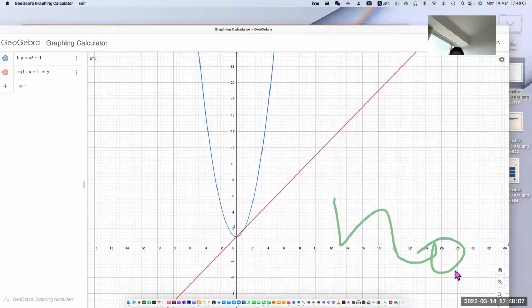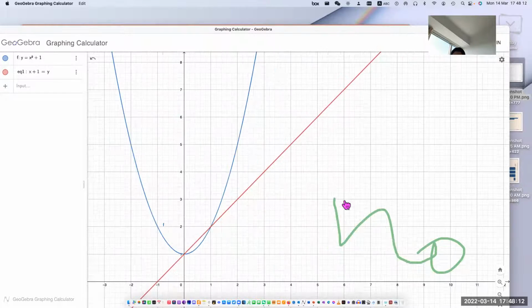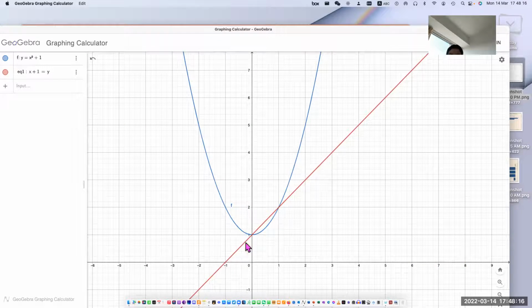Zoom in, zoom in, zoom in. Can you see that they have two intersection points? Which are the two intersection points? First one and second one. Then you click on it, you can see that they intersect at 1 and 2, and they intersect at 0 and 1.